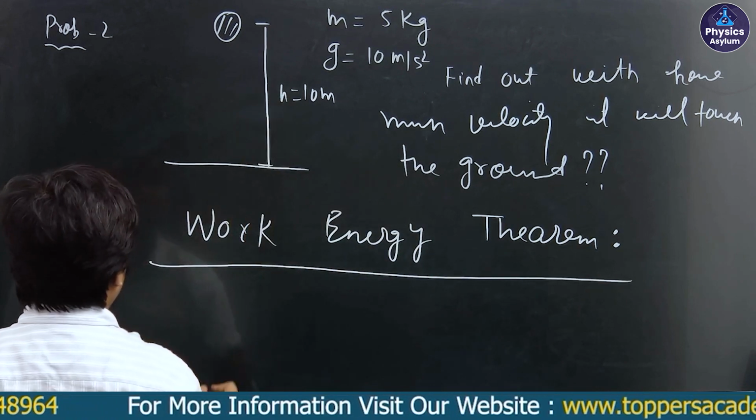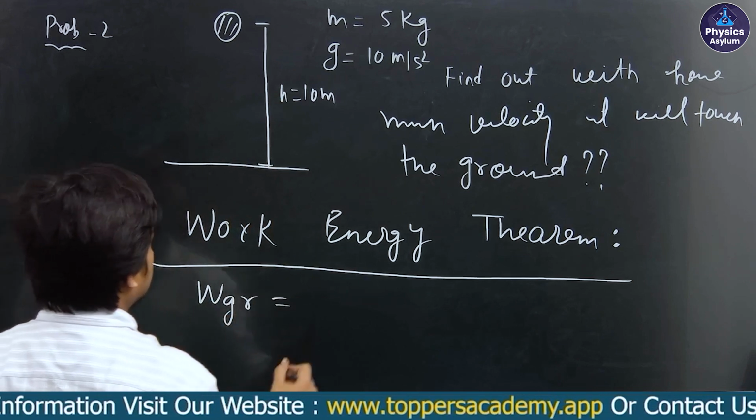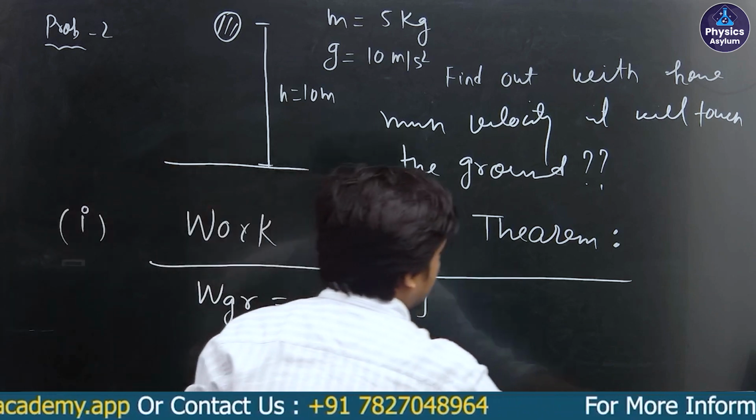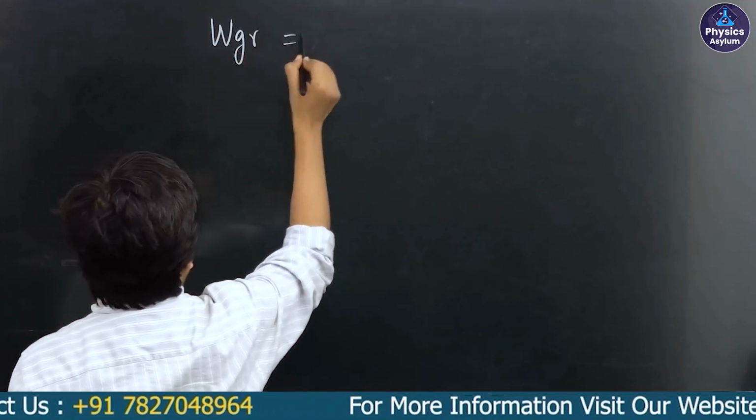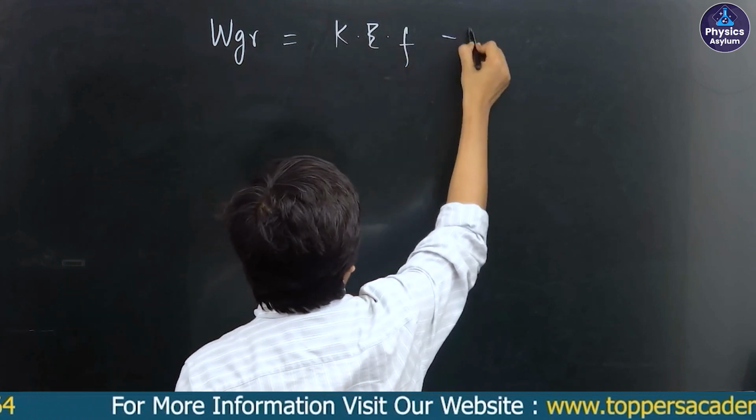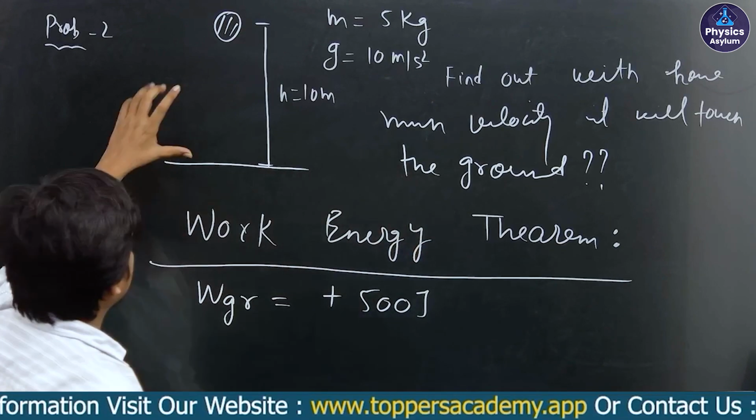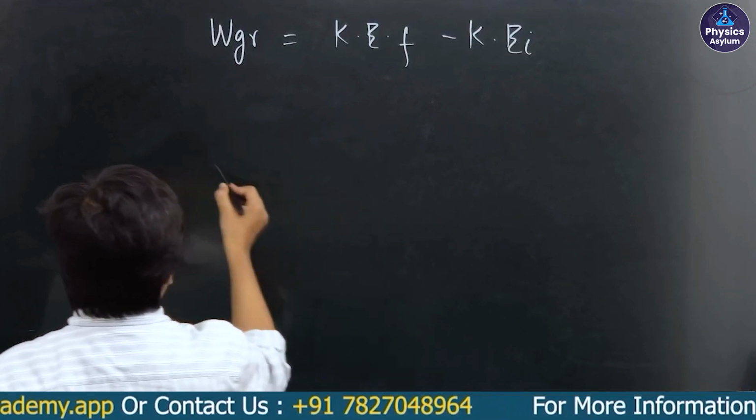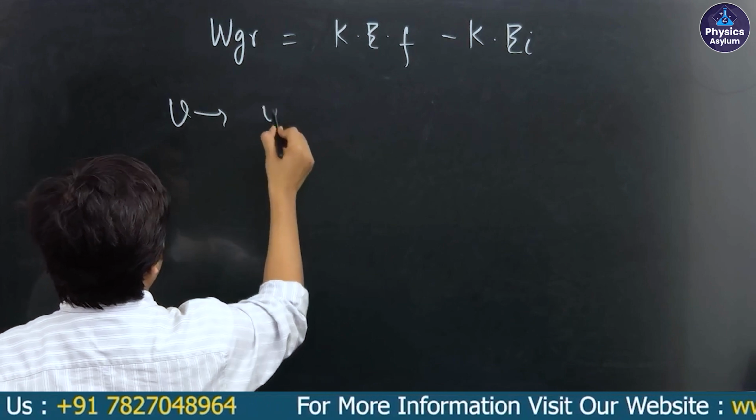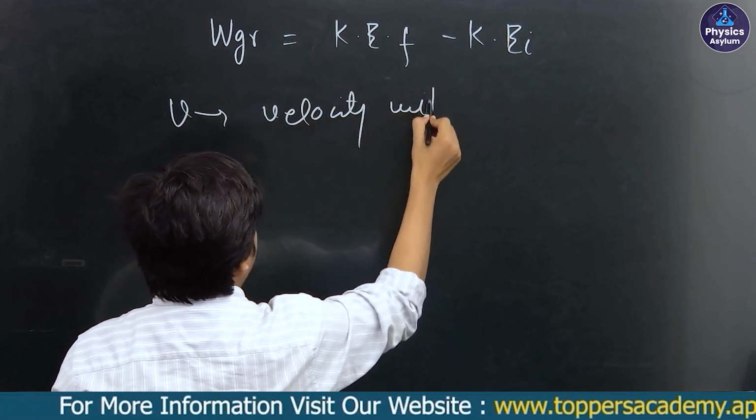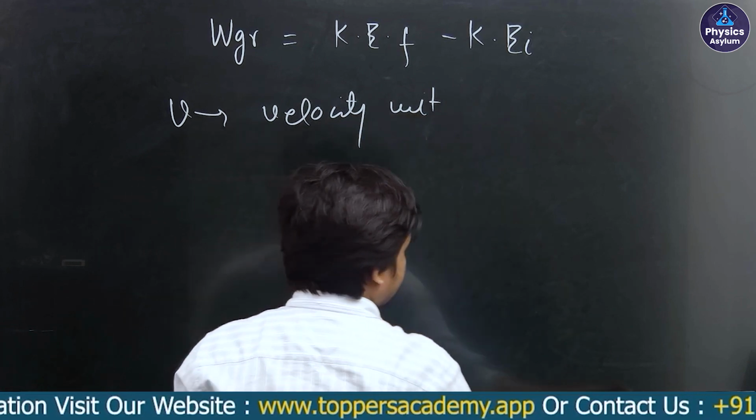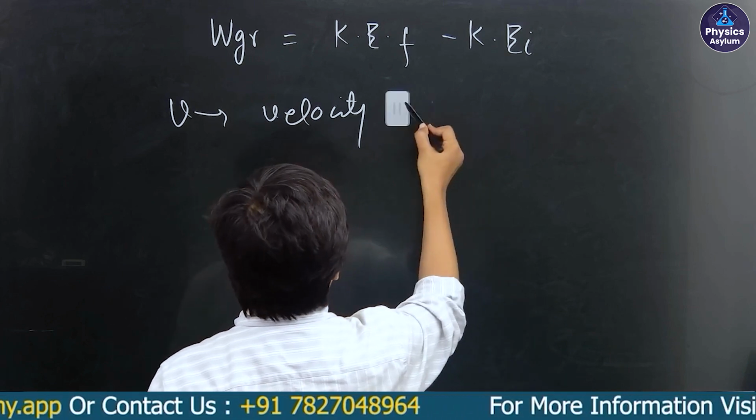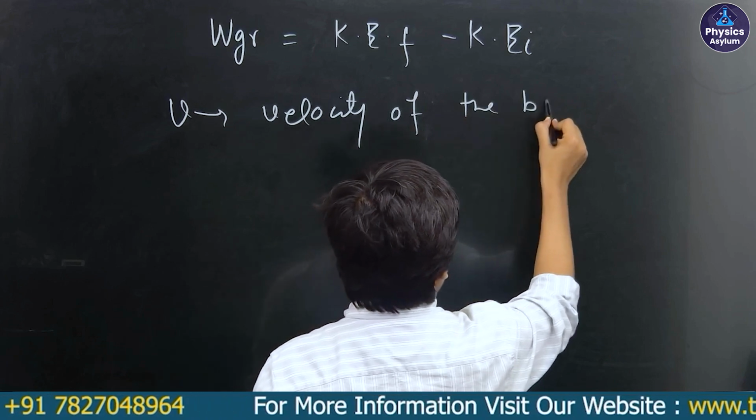So what is the work done by gravity here? From the previous problem I can write that it is equal to plus 500 joule. There is no air friction and no other forces working here. So this work done by gravity will be equal to the change in kinetic energy. In the previous problem we knew the velocity with which the ball was touching the ground, but here that is unknown, right? So let me take that velocity as v, this is the velocity of the ball at the ground.